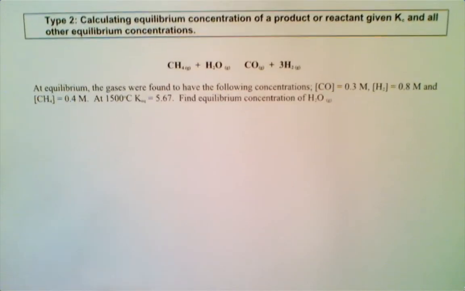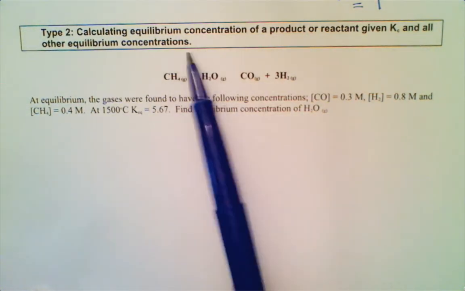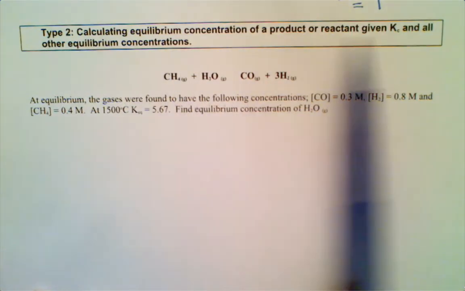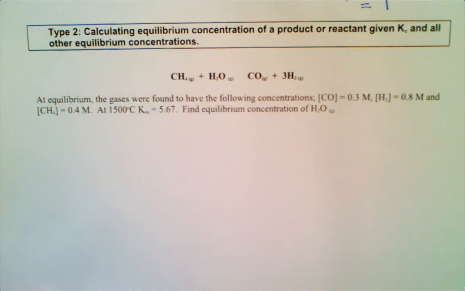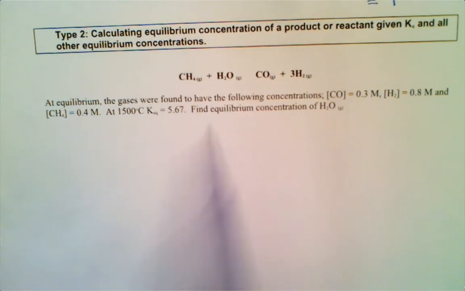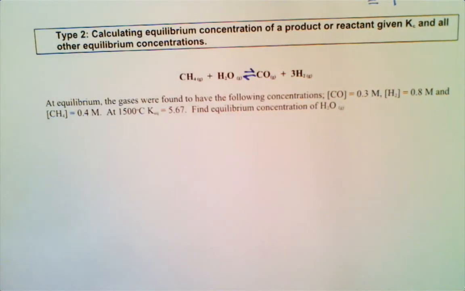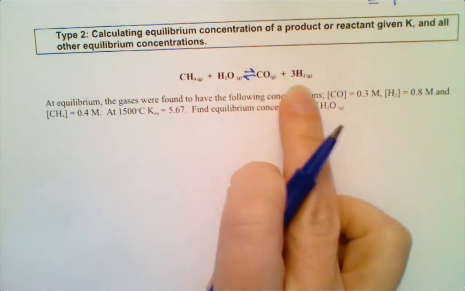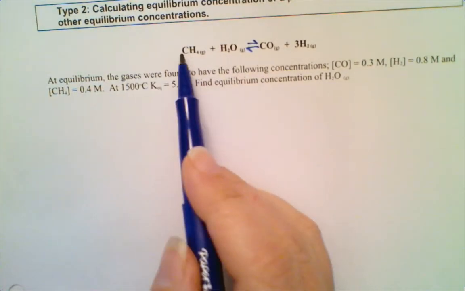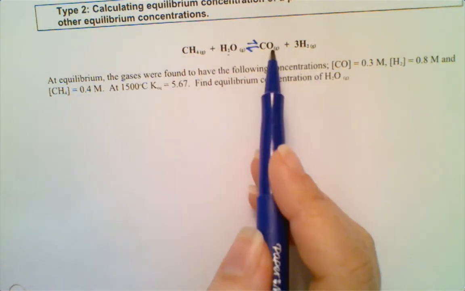Let's take a look at calculation number 2. So calculation number 2 enables us to calculate an equilibrium concentration, and we are given the equilibrium constant and some of the other equilibrium concentrations involved. So again, we want to make sure that we've got that double arrow in there. We've got methane plus water yielding carbon monoxide and hydrogen. So we want to just make sure that that's balanced. One carbon, 6 hydrogens, 6, and we've got 1 oxygen.